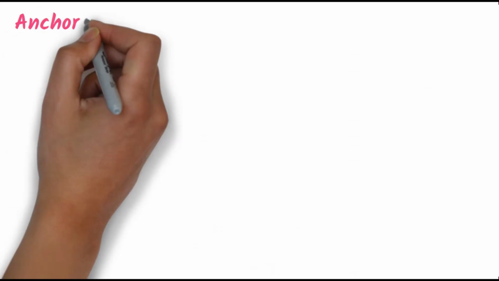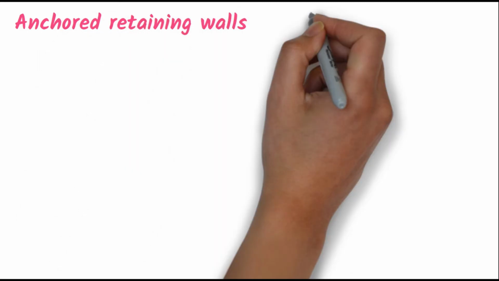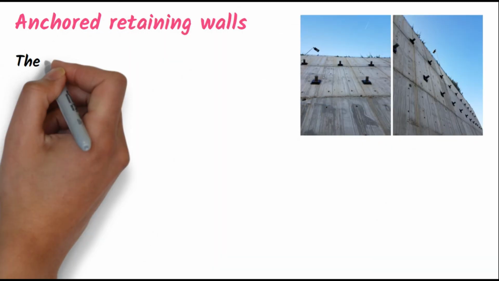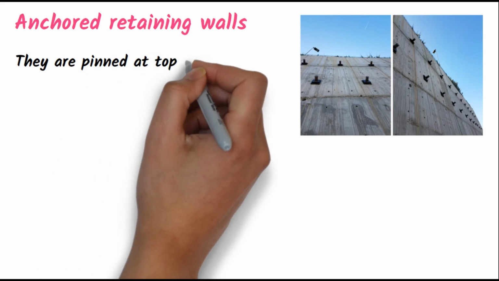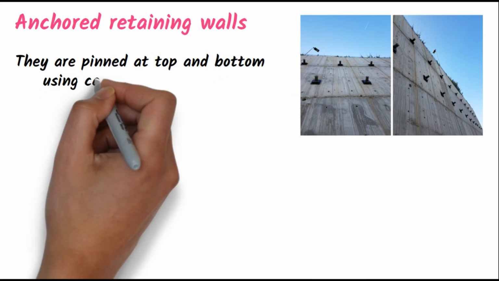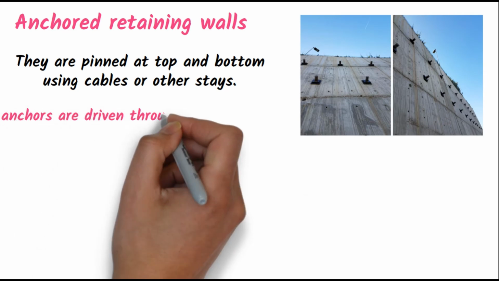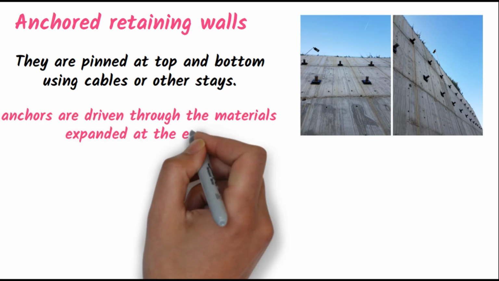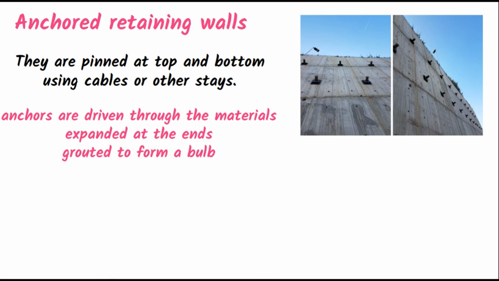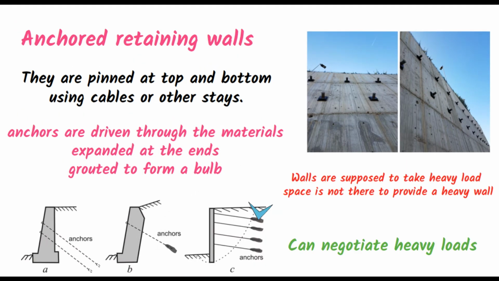Next is the anchored retaining wall system, and this is basically a retaining wall which is pinned at the top and bottom using cables or other stays as shown in this figure. The anchors are driven through the wall and expanded at the ends and grouted to form a bulb. This is formed by pumping grout through the anchor holes.